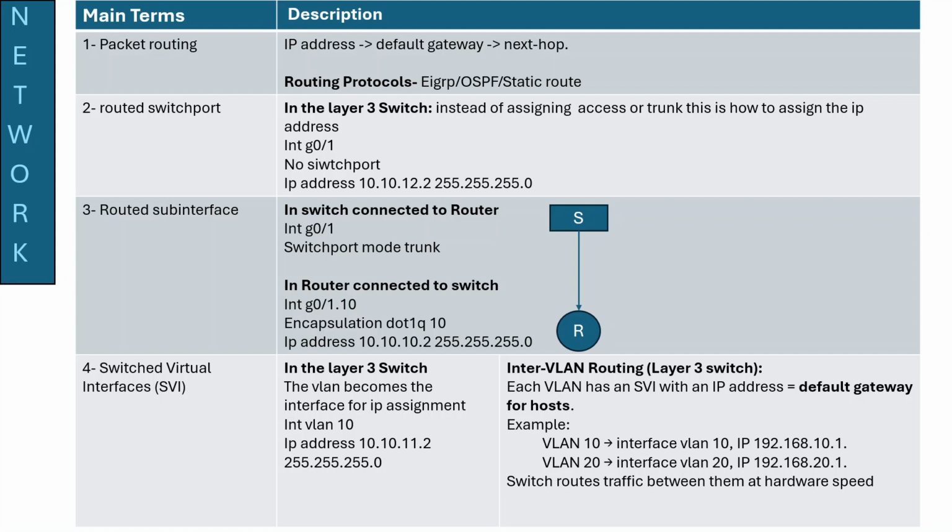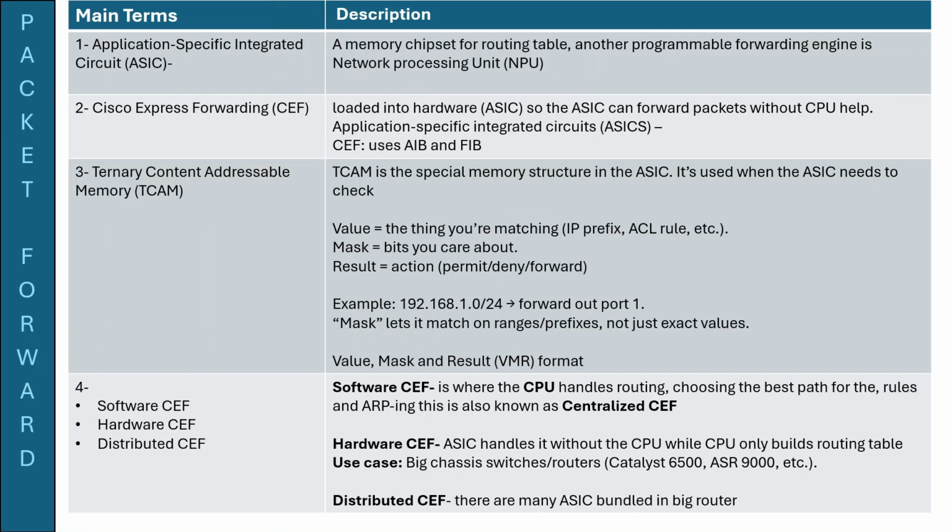While a router is going to the next router, there are routing protocols, which are EIGRP and static routes, and the routed switch port, routed subinterface, and SVI are the layer 3 parts of the network. So this is what happens in the packet forwarding part.